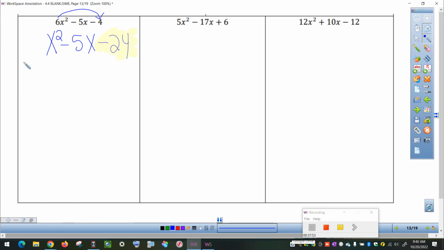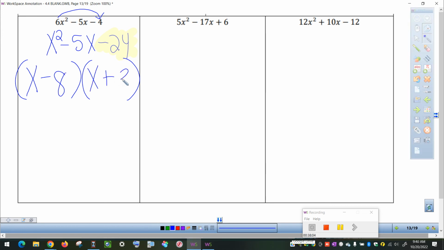All right, now we want to find what multiplies to negative 24 and at the same time adds to negative 5. So I would do negative 8 and positive 3. By the way, sometimes this is a place where students get stuck because it can be hard to figure out what are the special numbers.